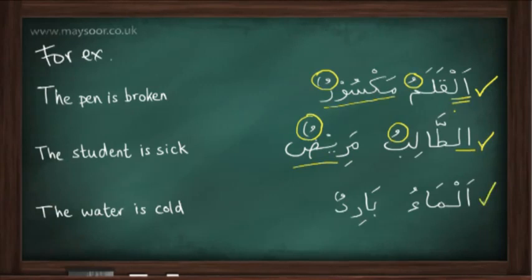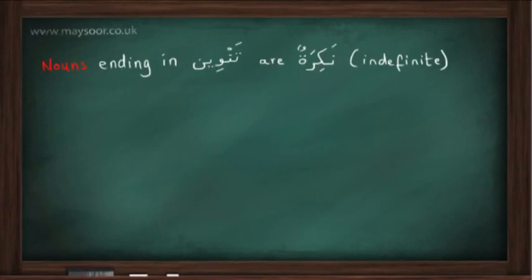And finally, the last sentence, al-ma'u baridun, al-ma'u is ma'rifa, it's definite. This is the subject. It begins with alif and lam, and it ends with one dhamma. Baridun is the khabar, and the khabar here is nakira, indefinite, and the sign of it being indefinite is the tanween at the end of the word. It was mentioned in lesson one that nouns ending in tanween are nakira, indefinite. So we put a or an in front of the word.